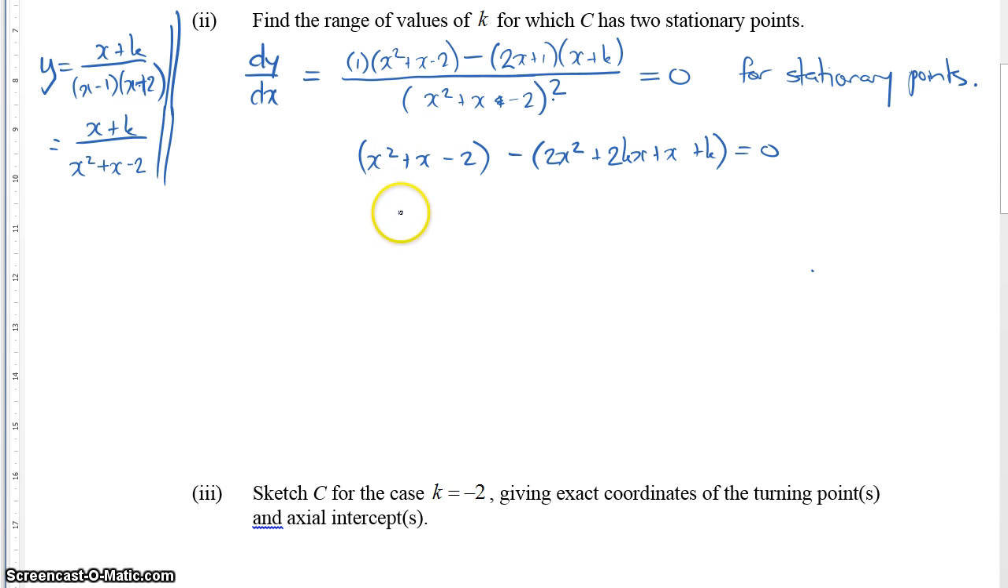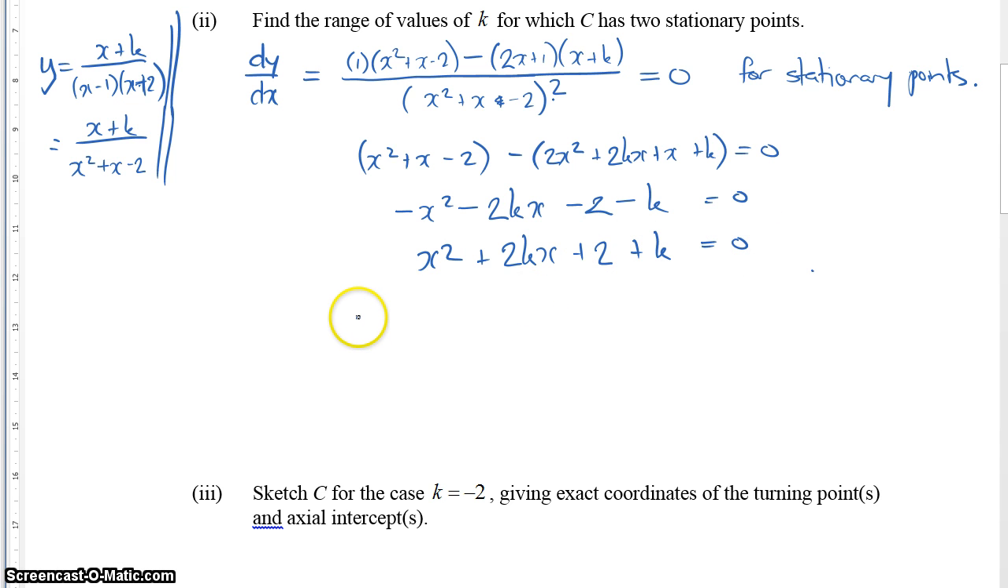So let's simplify it a little bit. We get minus x squared minus 2x squared. You have x minus 2kx minus x, so it's just going to be minus 2kx minus 2 minus k equals 0. And again, just for my own sanity, I don't like minus signs, so I'm going to just write this as x squared plus 2kx plus 2 plus k equals 0. Two real roots, two stationary points, means two real roots.